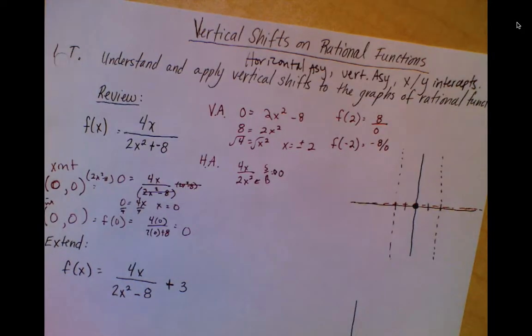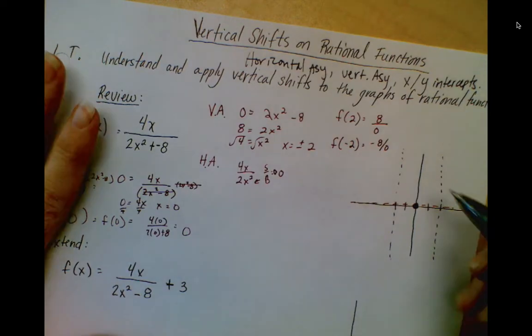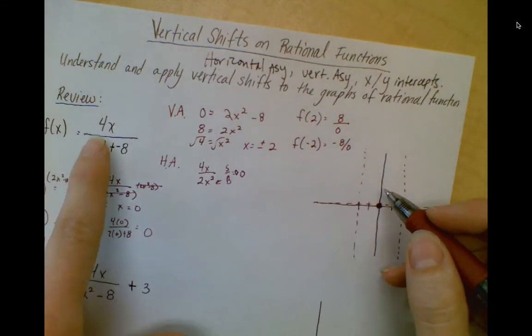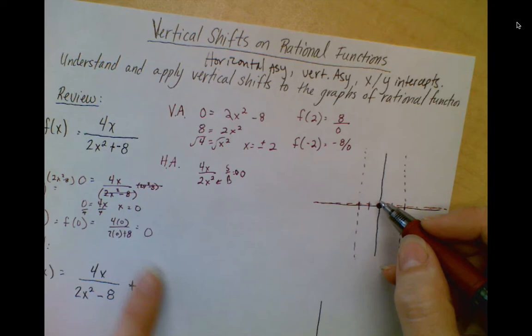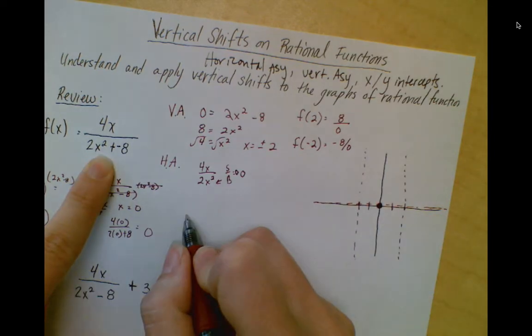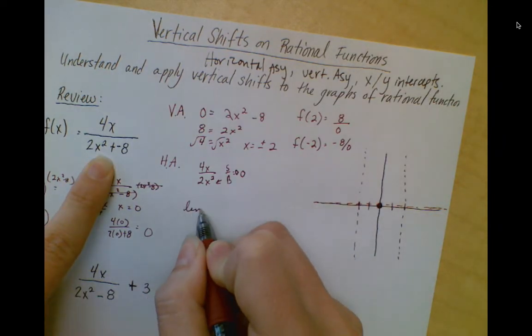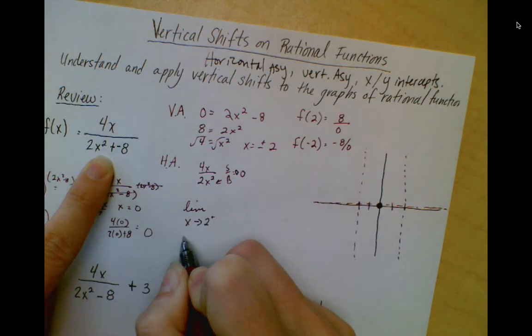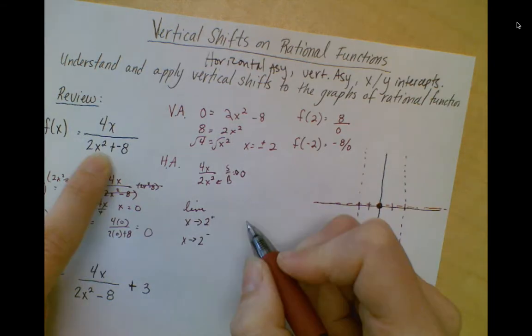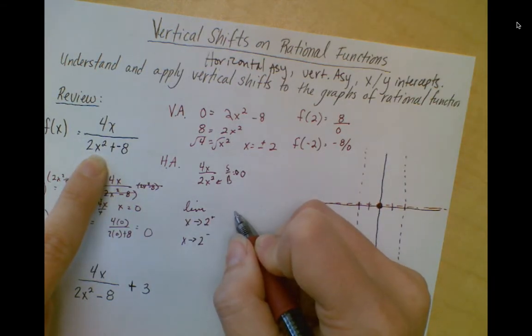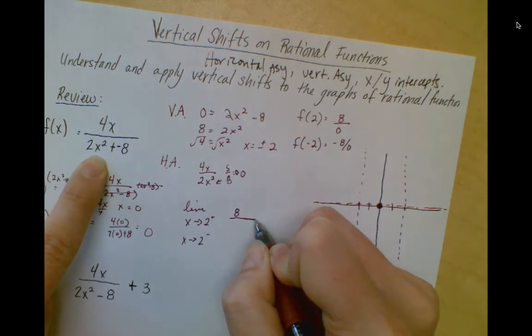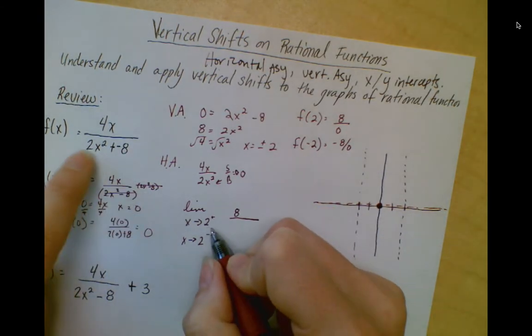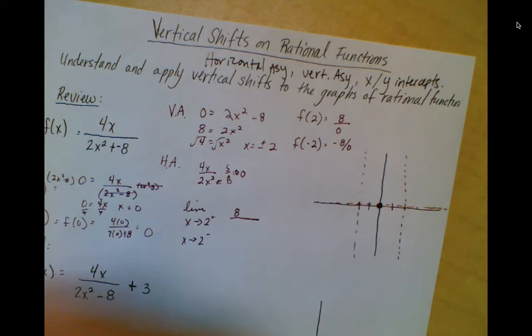So that's good. Now we need to figure out what's going on from the left and the right towards each asymptote. So let's go towards the limit as x approaches 2 from the right, and then we'll do it also from the left. When we do it from the right, we're going to get basically 8 over, let's do 2.01.